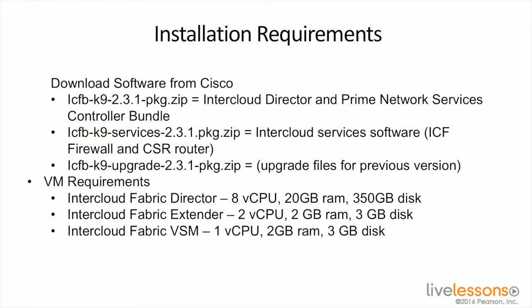In addition, you have to have the services bundle, which is referenced by ICFB K9 services. This particular bundle has all of the core components like the ICF firewall, the CSR router, and all these different pieces you're going to use to hook into the provider's cloud, as well as the Intercloud Extender. So those are the core components. Now, if you have an existing installation, you can also do upgrades, and that's what that other file is. That's the upgrade file if you have a previous version out there.